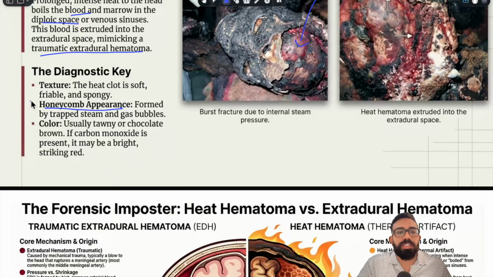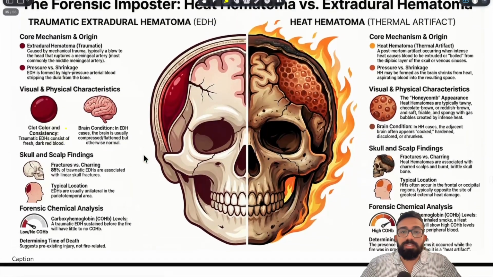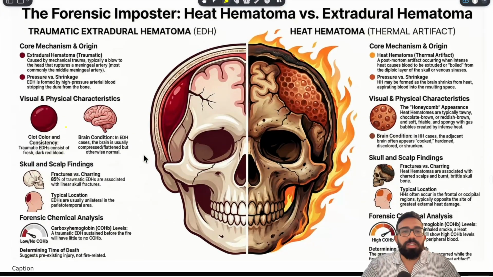The diagnostic key is always the honeycomb appearance. The honeycomb appearance of heat hematoma. That honeycomb appearance happens because of the trapped air bubbles inside the hemorrhage, and the color is also not exactly the blood color. It's a somewhat chocolate brown color. This is a very good comparison image between heat hematoma and extradural hemorrhage. You can take a screenshot of it and read it.